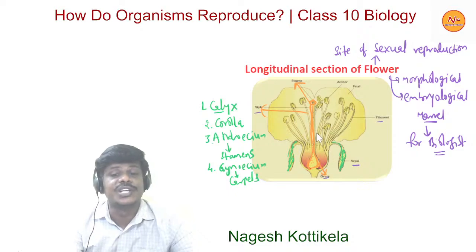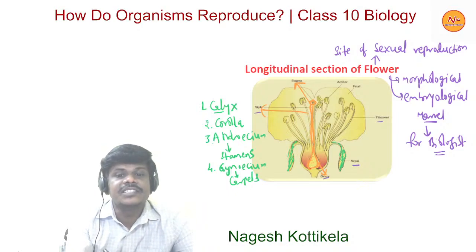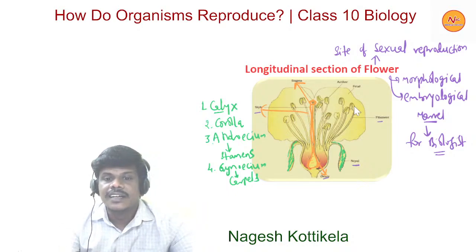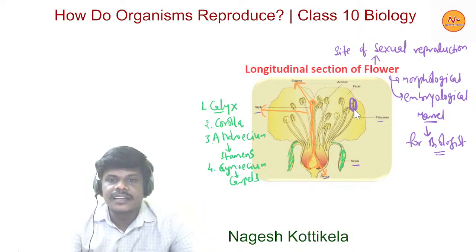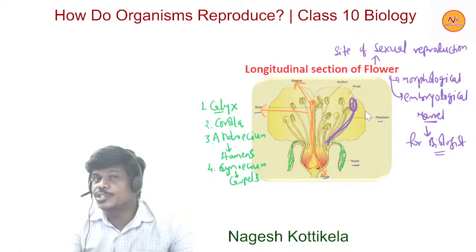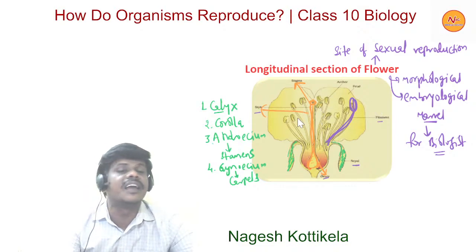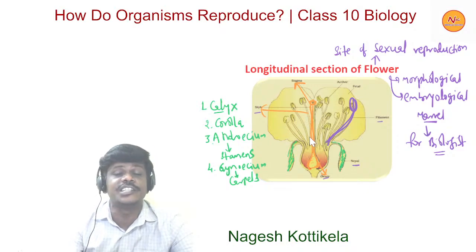Okay, so this is the female reproductive part in a flower, and this is the central part. Here I already discussed the other parts: this is the anther and this one is the filament. Anther and filament together represent the stamen, which is the male part, and this is the female part. All these are stamens, the male parts, and this central part is the pistil.